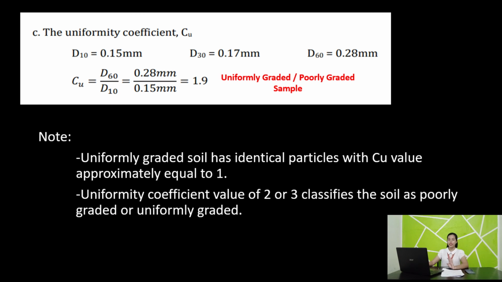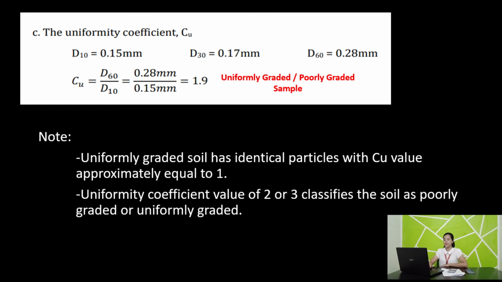So, this is the last part. Calculate the uniformity coefficient. How do we calculate the uniformity coefficient? It has a formula of D60 over D10. The value of D60 is 0.28 over D10, 0.15. So, the answer is 1.86, or rounded off, 1.9.